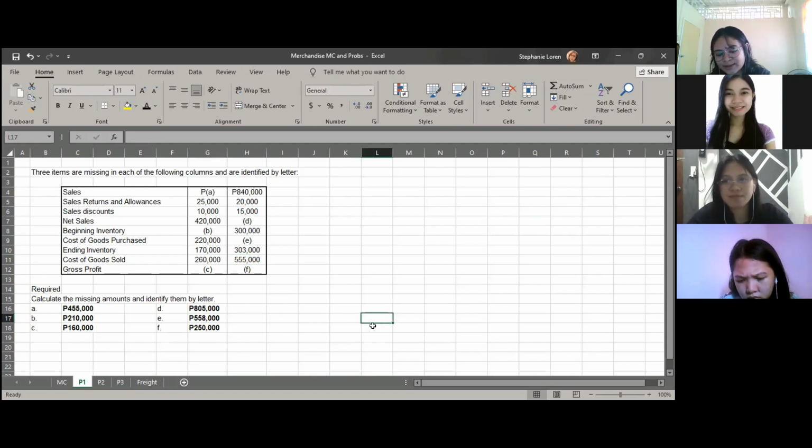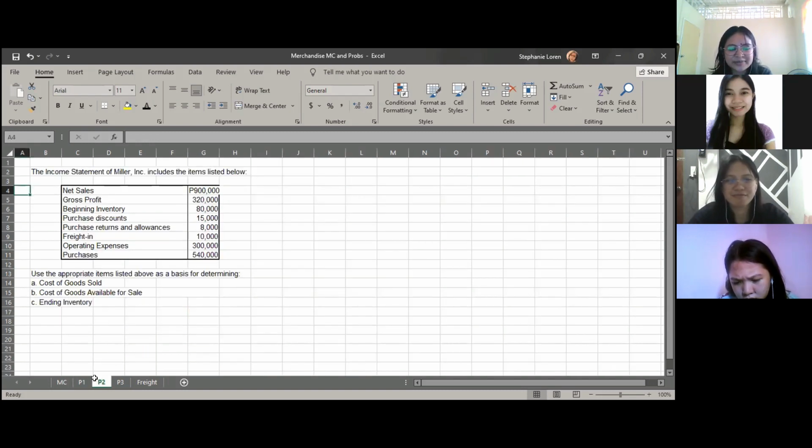Ayun. Dahil kulang na tayo sa time, lampasan na natin tong problem 2. Isasend ko yung material, pero paki-check. Ayun, isolve nyo kung paano nakuha tong mga amount na to.